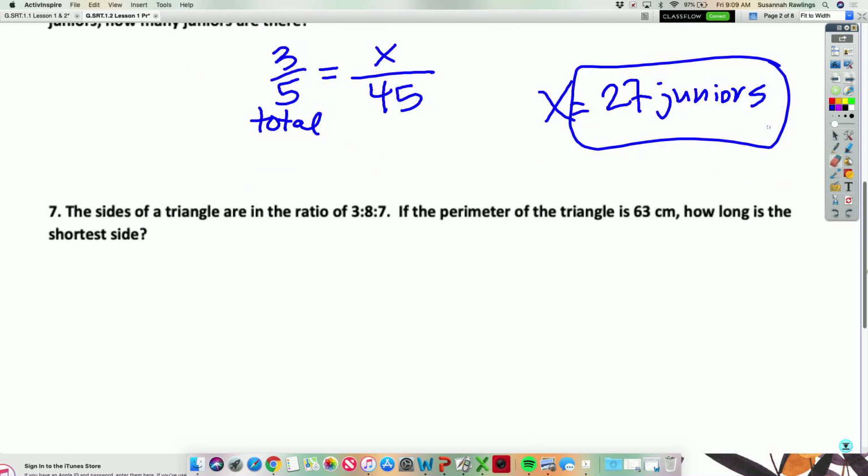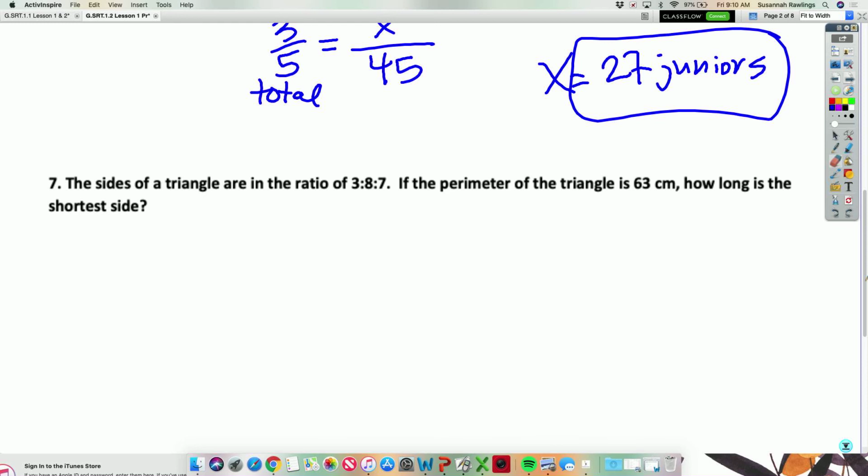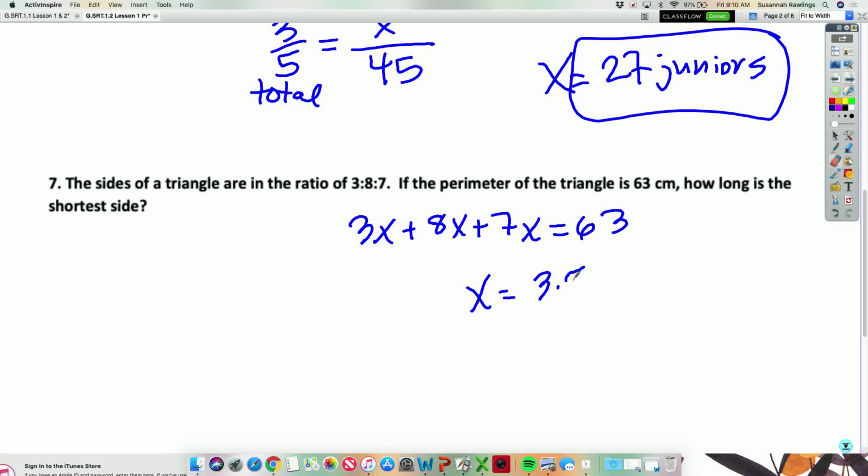Okay, the last one. This was a little bit different because they gave me the sides of a triangle, not an angle. Did anyone set it equal to 180? Very good. What do we set this equal to? Good, to the perimeter. And what do we get for x? 3.5 was x, but then what did it ask me for?